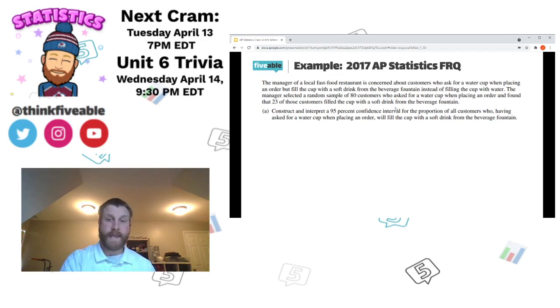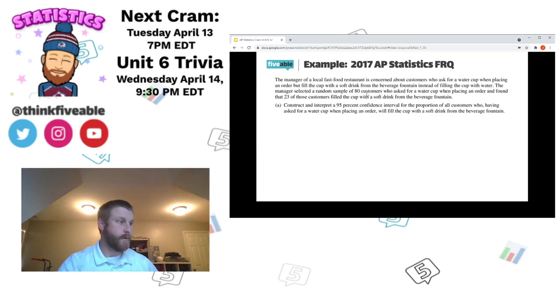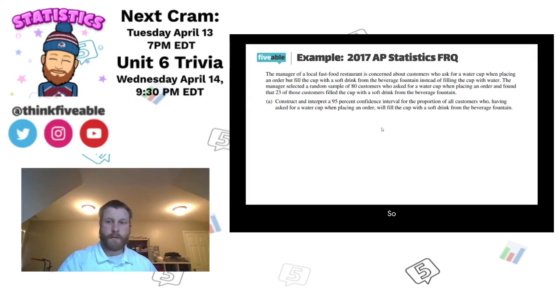Okay, so part A is to construct and interpret a 95% confidence interval for the proportion of all customers who, having asked for a water cup, will fill it with a soft drink from the beverage fountain. Okay, that first sentence there, construct and interpret a 95% confidence interval, that is your cue to jump into that SPDC there, okay? You can go ahead and do that.